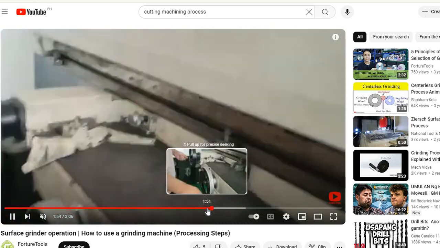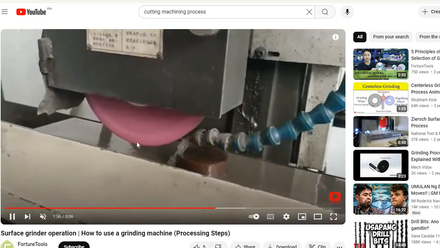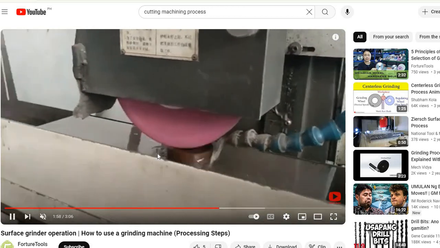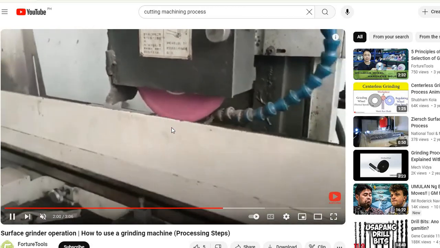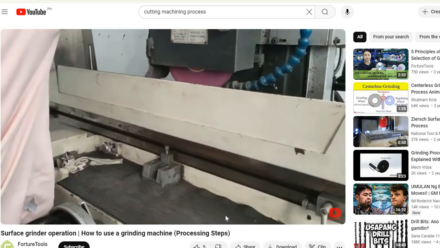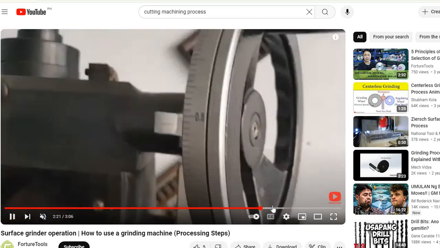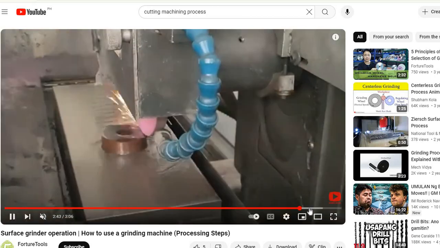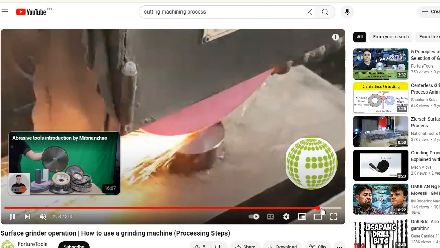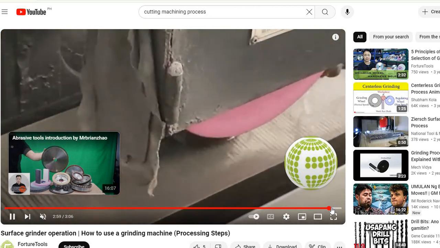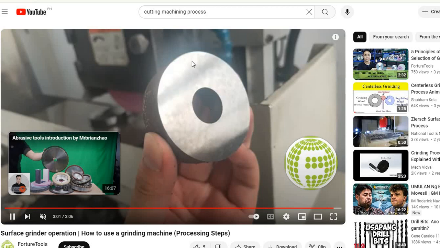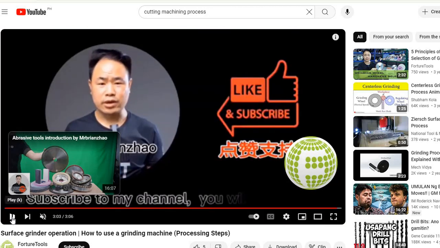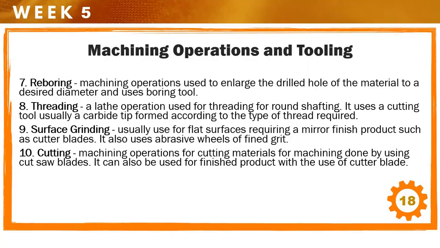It also uses an abrasive wheel to surface finish the workpiece. So let's see the finished product. It is more shiny. The finished product is more shiny, and its surface is more fine.